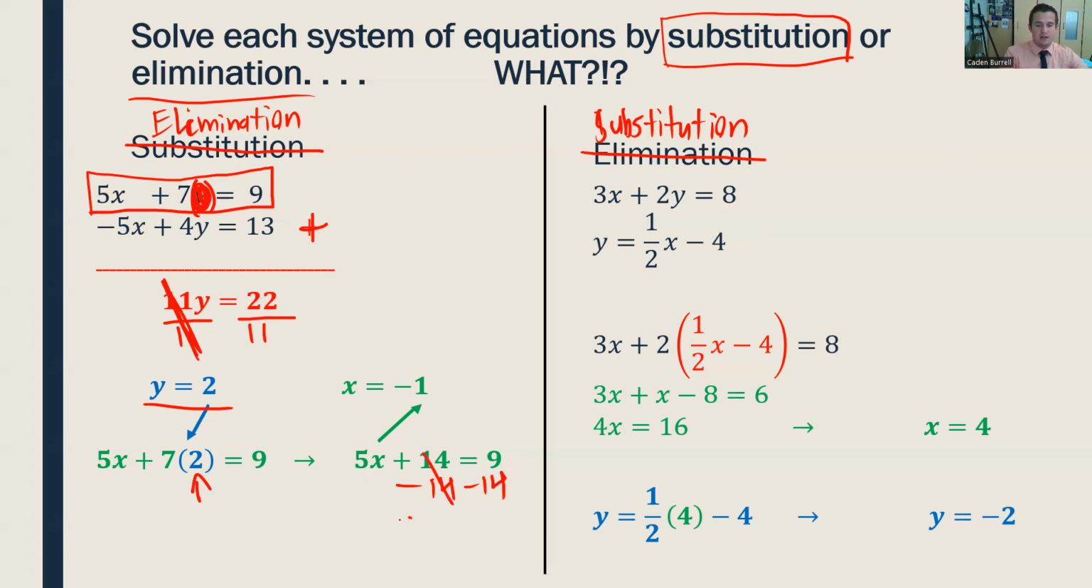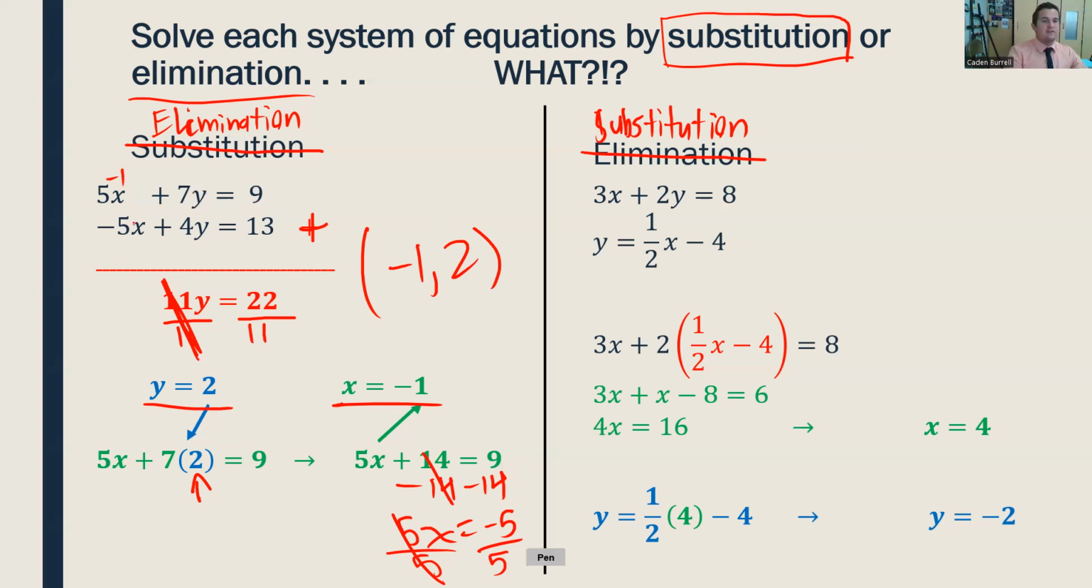I would subtract 14 on both sides, giving me 5x equals -5. Divide by 5 on both sides, and I get x equals -1. Writing that solution as a coordinate point, I would have (-1, 2). So on my graph, the point that represents the solution is (-1, 2).